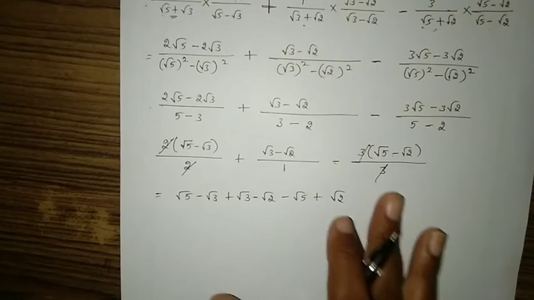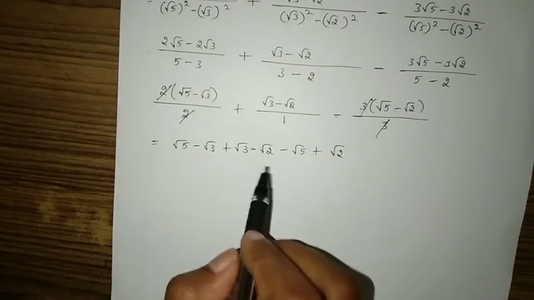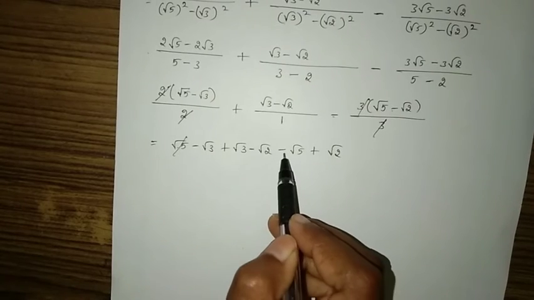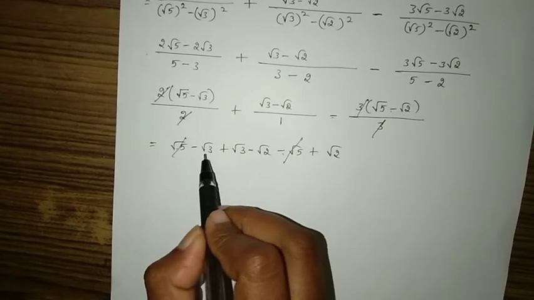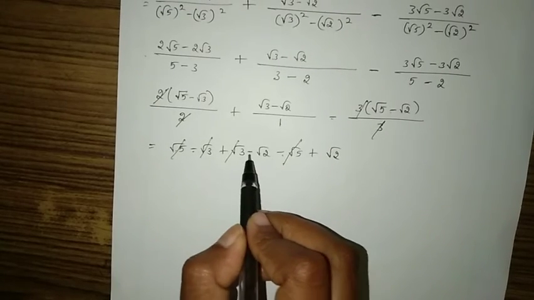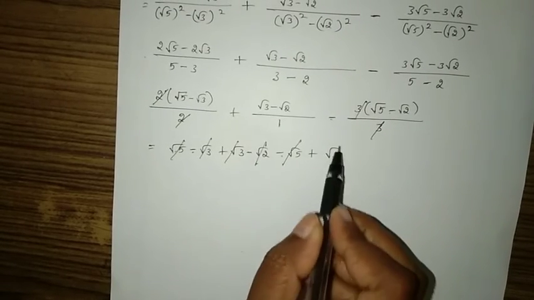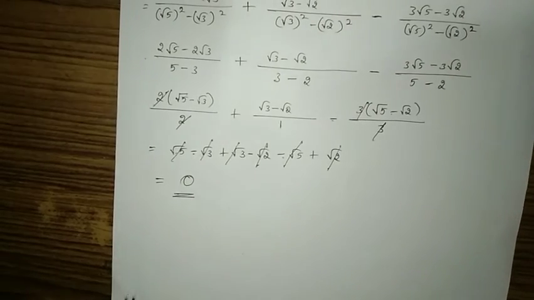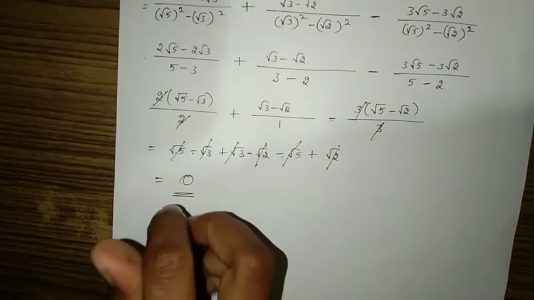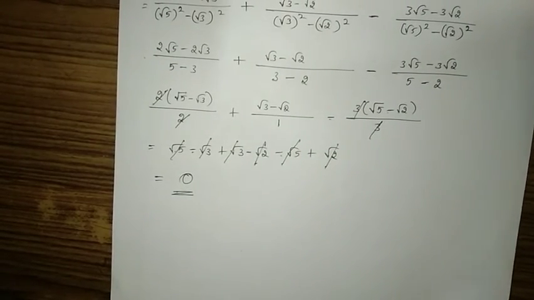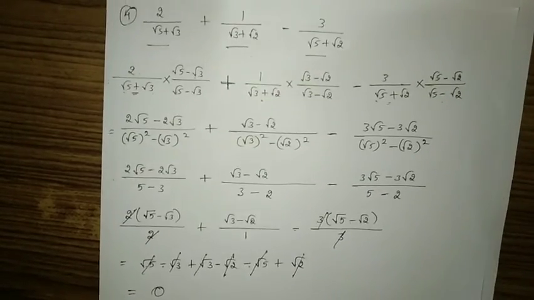So can we cancel any term? Sure. Here plus root 5 minus root 5 cancel. Here minus root 3 plus root 3 cancel. Minus root 2 plus root 2 cancel. We are left with the answer 0. This is the answer for this sum. So I hope you have understood this sum.